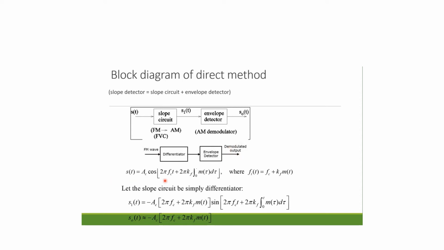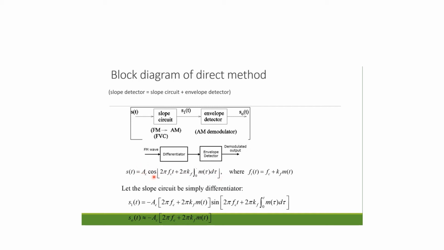So suppose this is a generalized equation or expression of our FM modulated waveform, s(t), which is input to our differentiator. So suppose generalized equation is Ac cos(omega c t), where the argument is 2 pi fc t plus 2 pi kf integration of m(t) dt, where fi is equal to fc plus kf m(t). Let the slope circuit be simply a differentiator. So output of differentiator will be the differentiation of this expression. So what we have to do, we have to differentiate this expression.